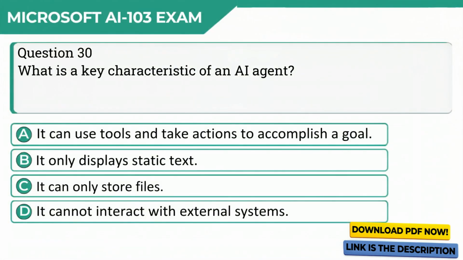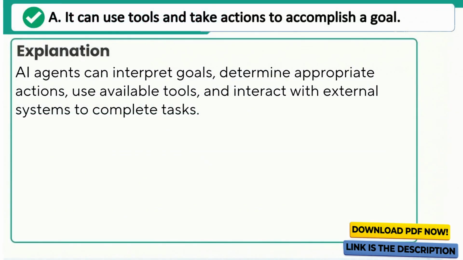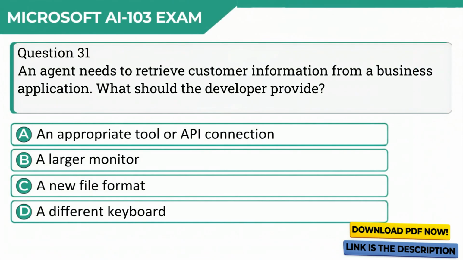Question 30. What is a key characteristic of an AI agent? A. It can use tools and take actions to accomplish a goal. B. It only displays static text. C. It can only store files. D. It cannot interact with external systems. Correct answer A. It can use tools and take actions to accomplish a goal. Explanation: AI agents can interpret goals, determine appropriate actions, use available tools, and interact with external systems to complete tasks. Question 31.